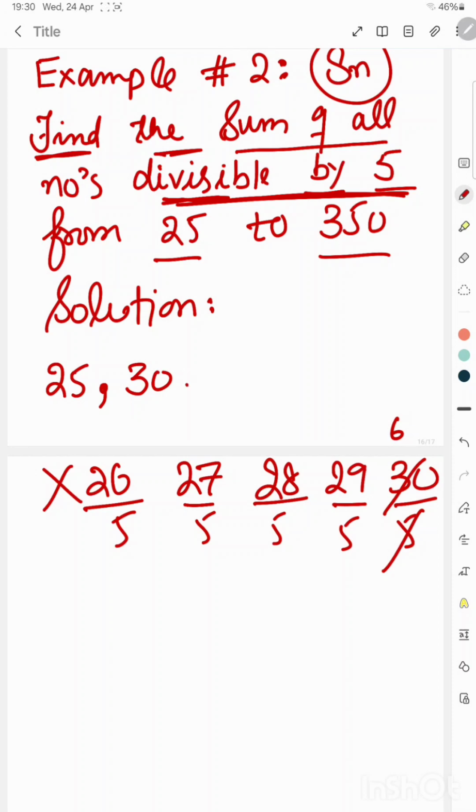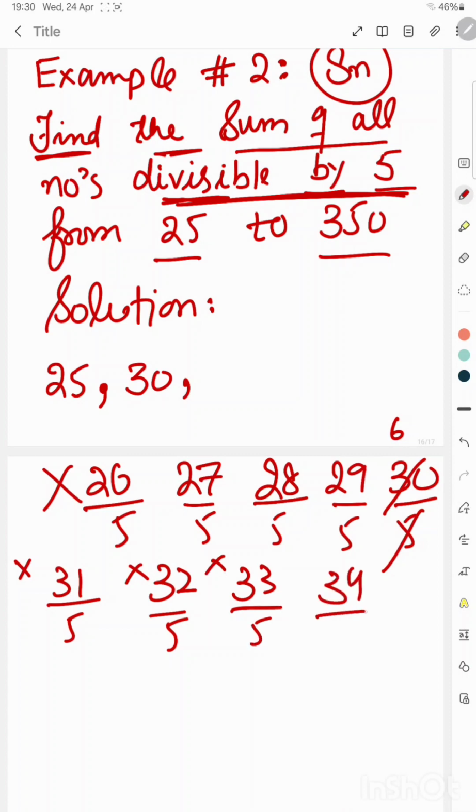Similarly you go further, and the next number is 31, divisible by 5? No. 32? No. 33? No. 34? No. 35, divisible by 5? Yes. 5 sevens are 35. So here we will select 35. Similarly you just go on, and the last term is 350.